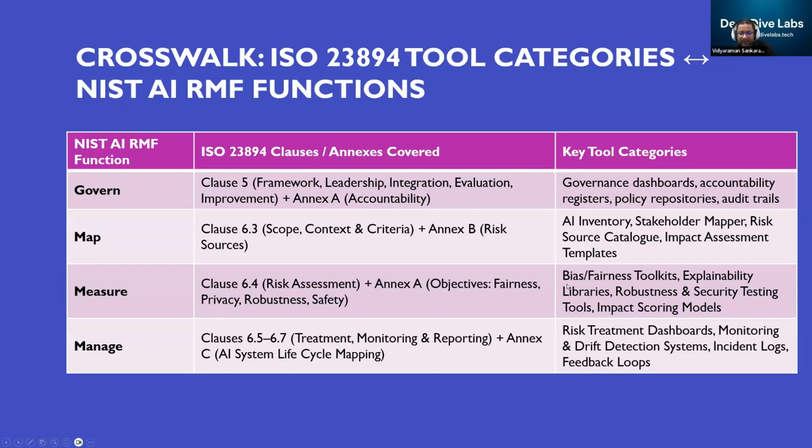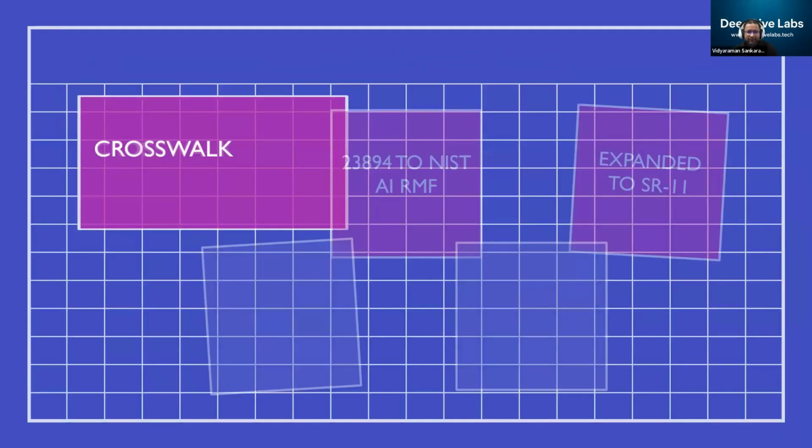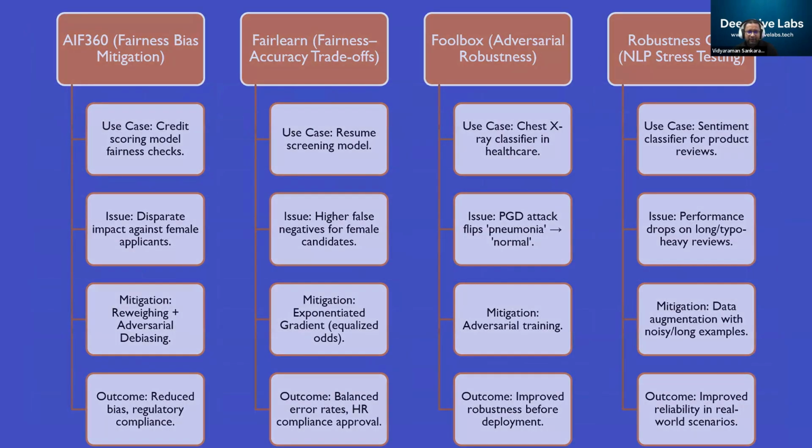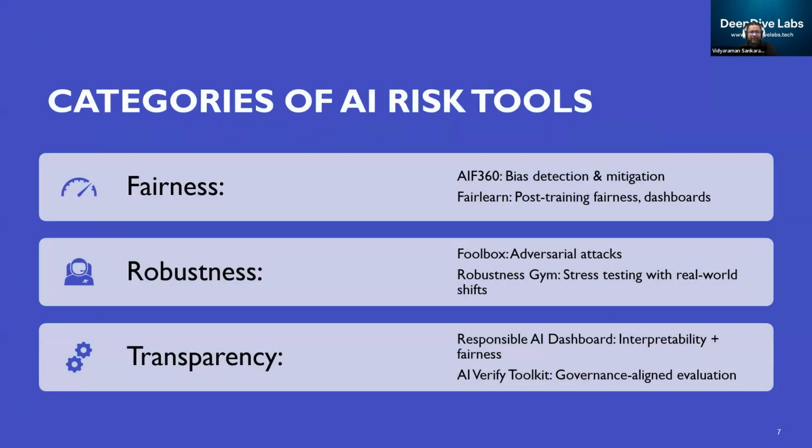So the key tool categories in this particular case would be any of the bias or the fairness tools, any explainability libraries, and the robustness or security testing tools as well. Now, what are these tools? I am now going to go back to our recap just so I put this in context, where we talked about the categories of AI risk tools. So here we have covered the notion of fairness, robustness, and transparency. And these were the tools that we discussed in session 2.